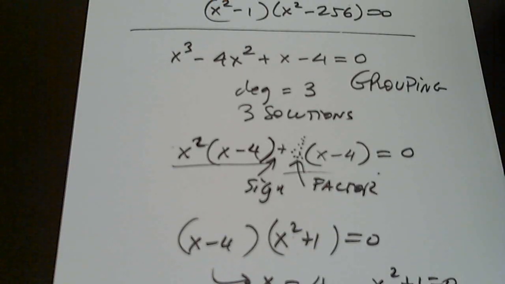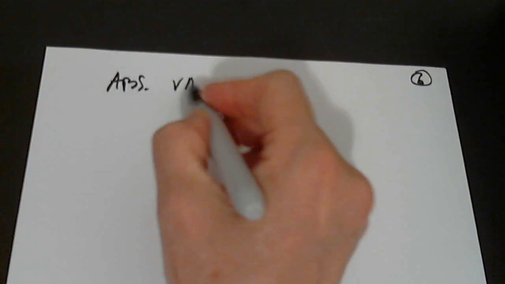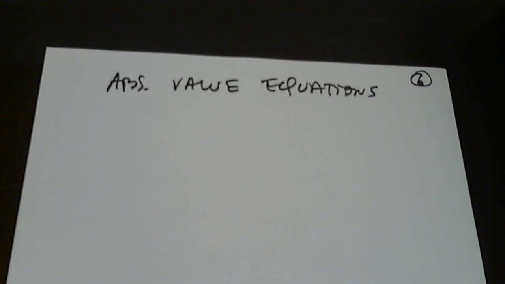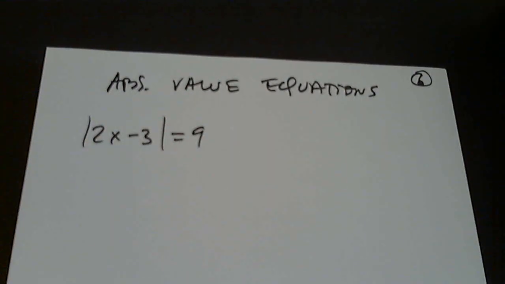So that was polynomial. I want to look at some absolute value. Much easier than inequalities. Okay, so let's look at this one. I'm on page 6, absolute value equations. So the absolute value of 2x minus 3 equals 9.